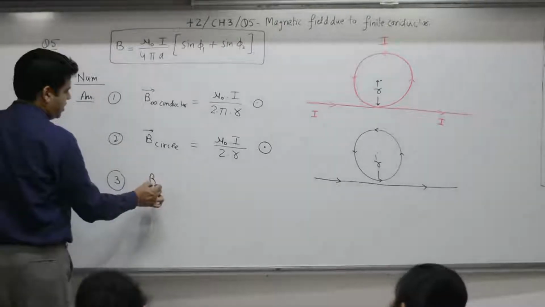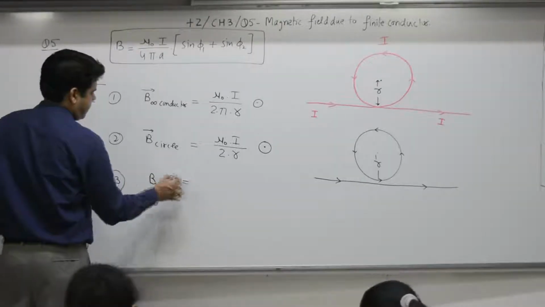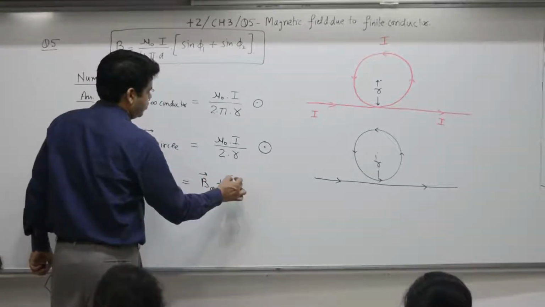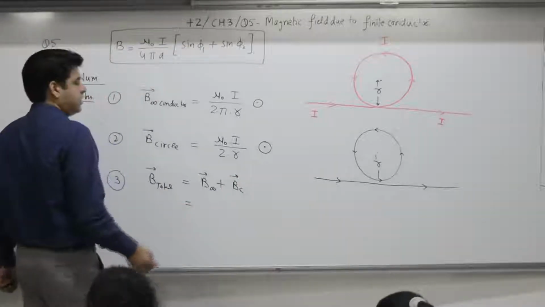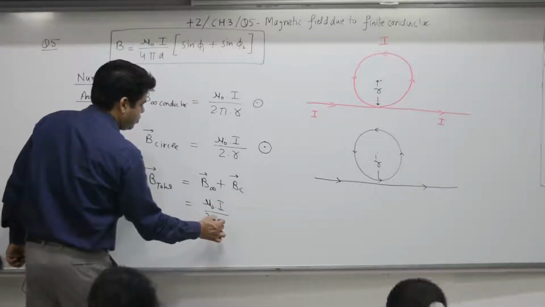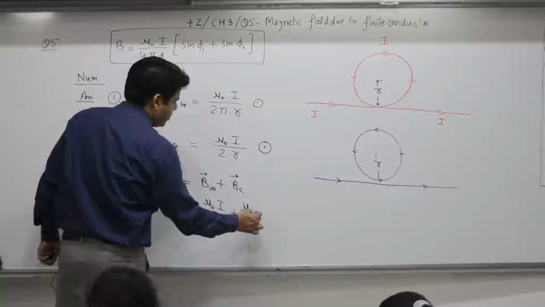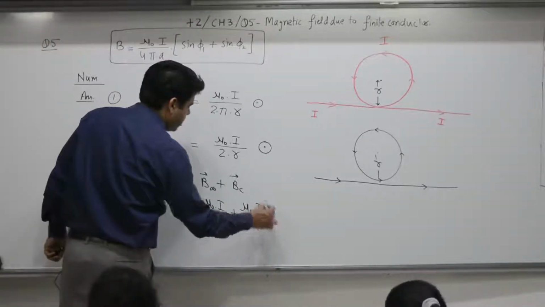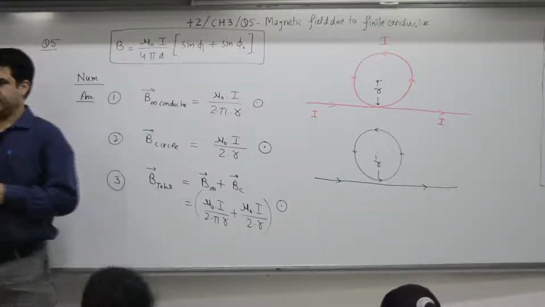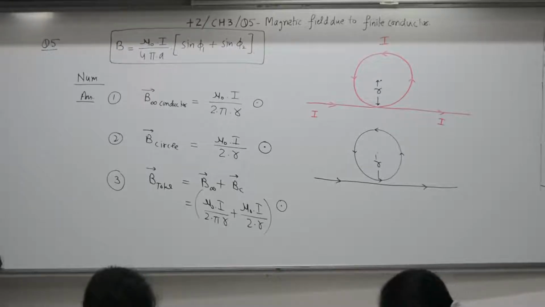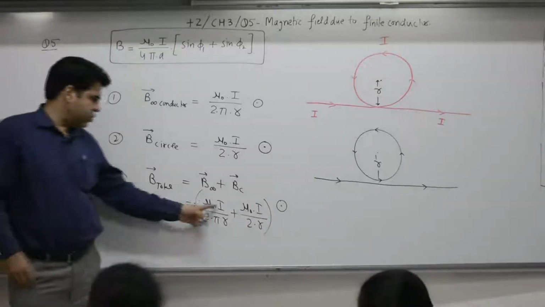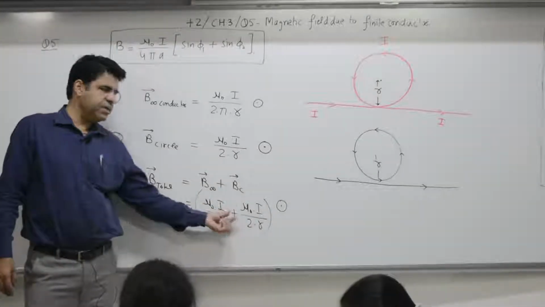That is why B total is equal to B due to the infinite conductor plus B due to the circle, and the value is nu naught I by 2 pi R plus nu naught I by 2R, and it is towards the reader. Check the answer. Common parameter is nu naught I by 2R. You can take this nu naught I by 2R out. First step you get 1 by pi plus 1.